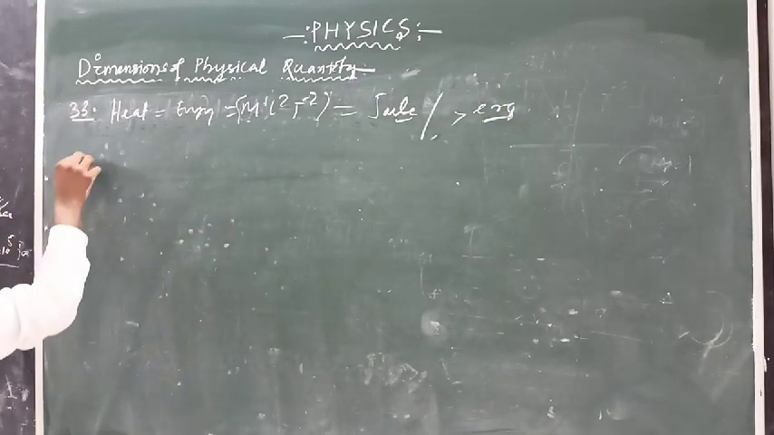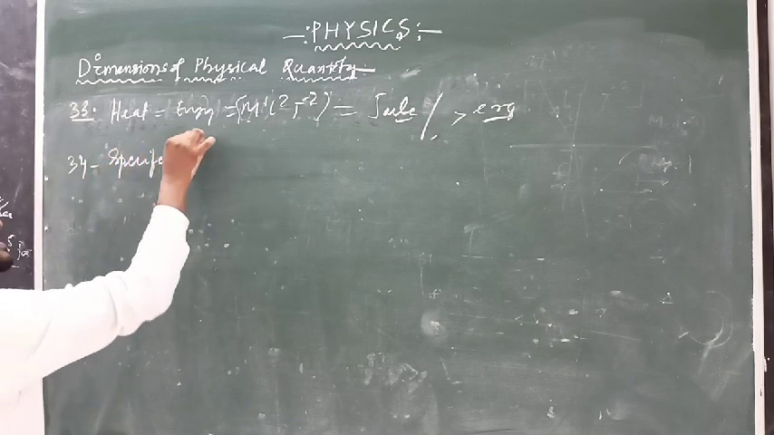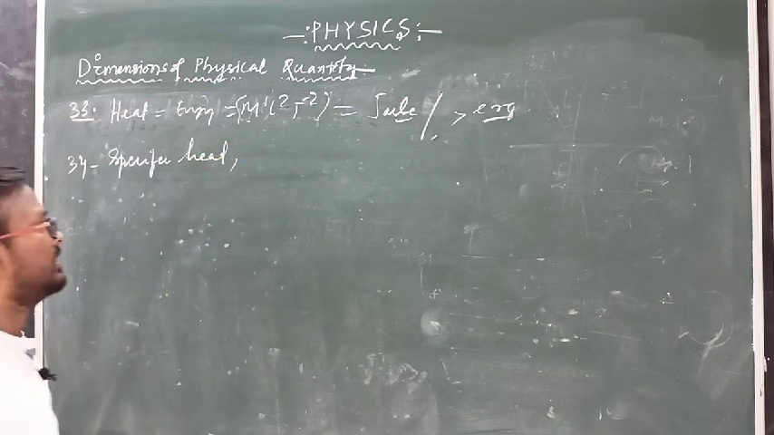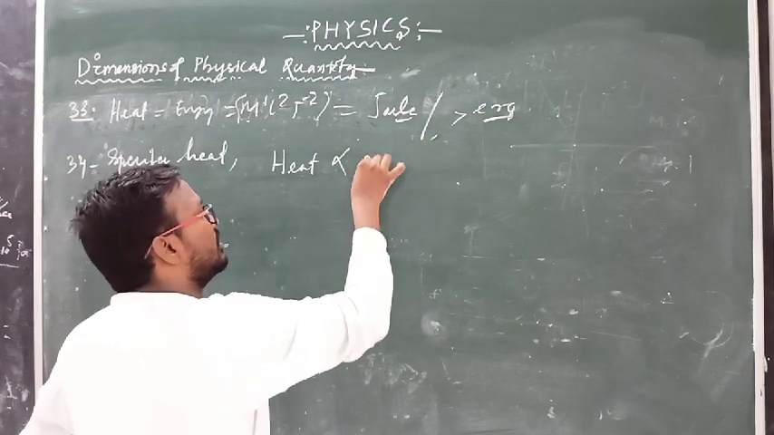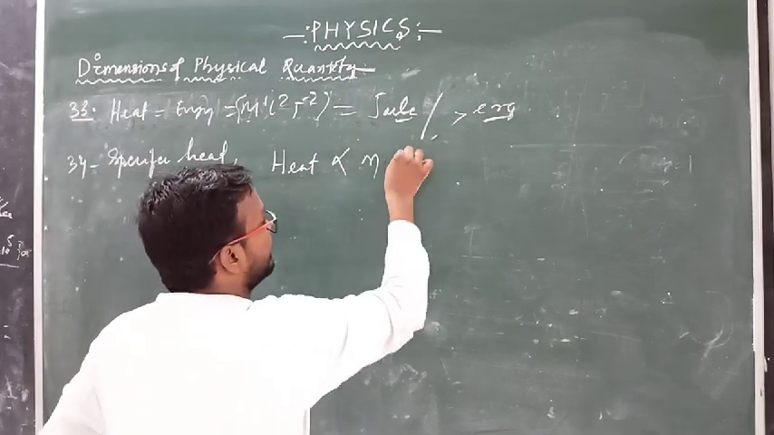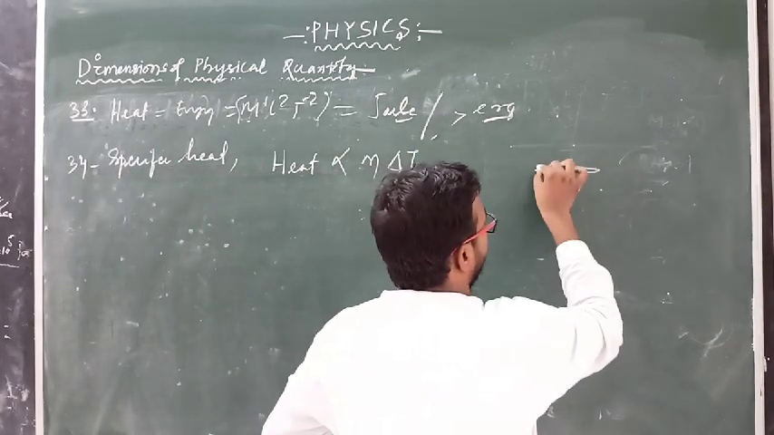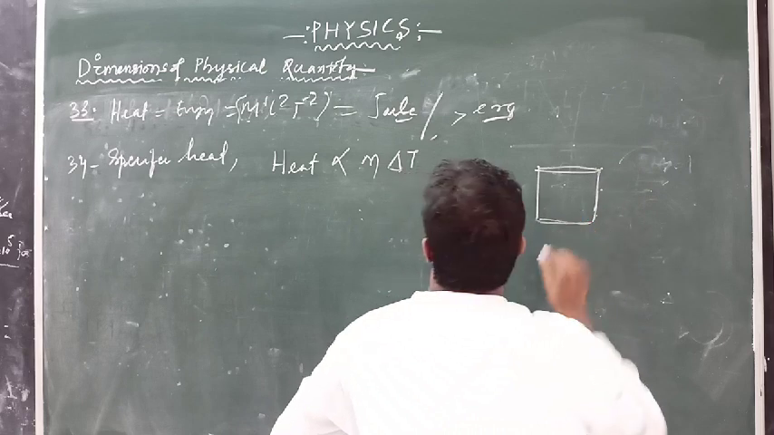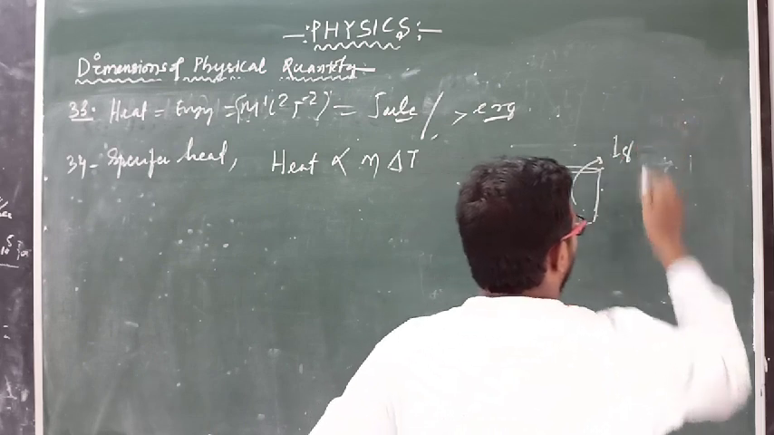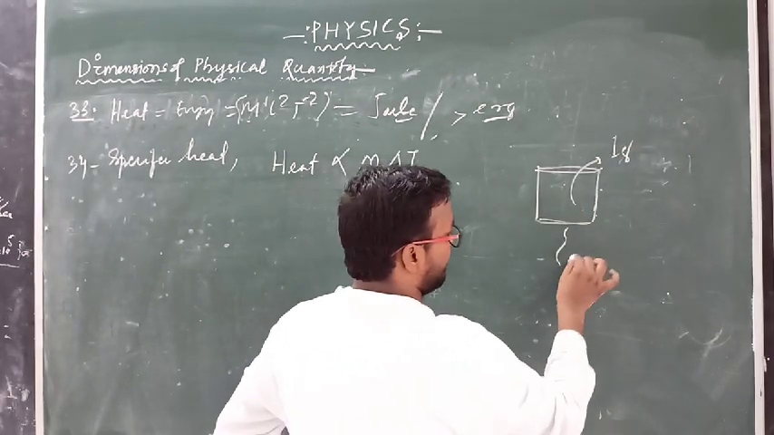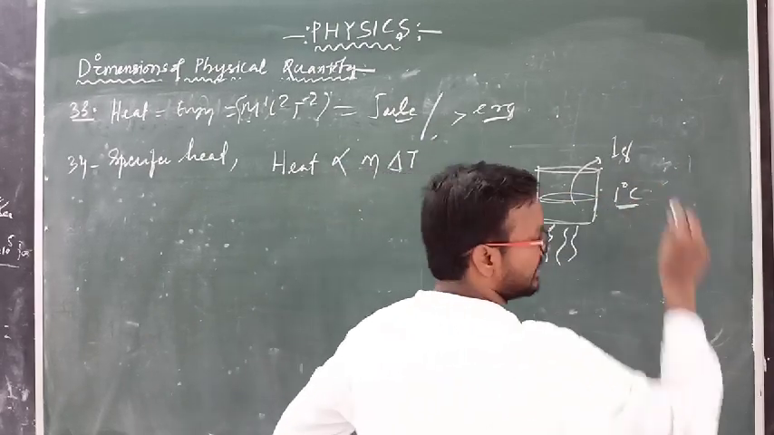And if you want to find the dimension of specific heat, so what is specific heat? Here heat is directly proportional to mass and temperature difference. Suppose there is a bucket or any substance, suppose water, and the mass is 1 gram of water. Now give some amount of heat to raise its temperature by 1 degree Celsius.